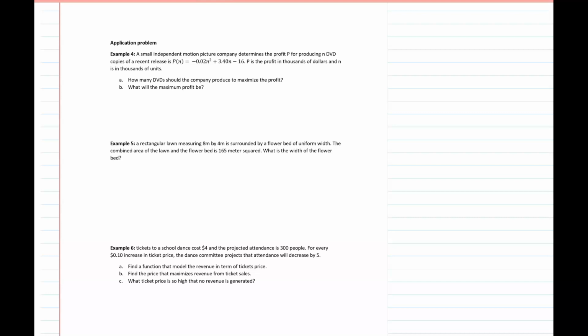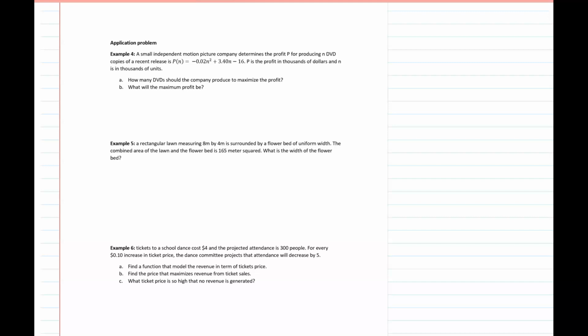A small independent motion picture company determined the profit P for producing n DVD copies of the recent release is P of n equals negative 0.02 n squared plus 3.40 n minus 16, where P is the profit in thousands of dollars and n is in thousands of units. How many DVDs should the company produce to maximize the profit?